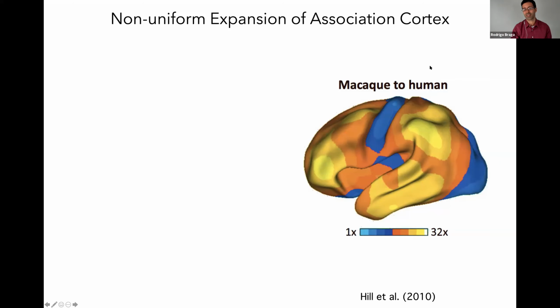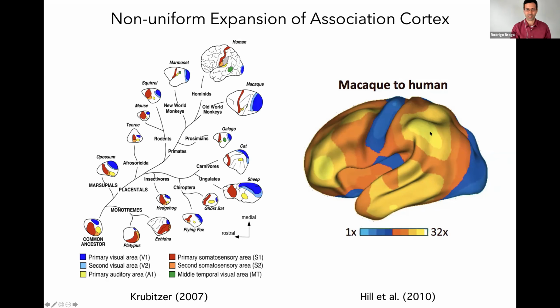And the cool colors in blue broadly just overlap with primary sensory regions. You have the somatomotor strip here and the visual cortex at the back. Those regions actually haven't expanded that much. Whereas if you look at the regions in between, these are the association cortices, they have expanded dramatically, something like 20 to 30 times.